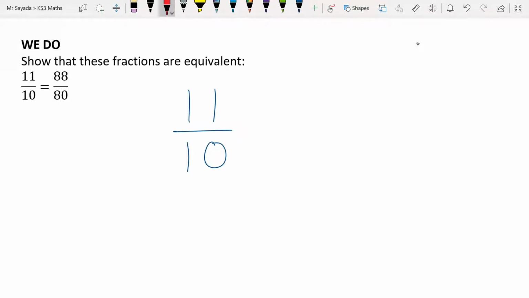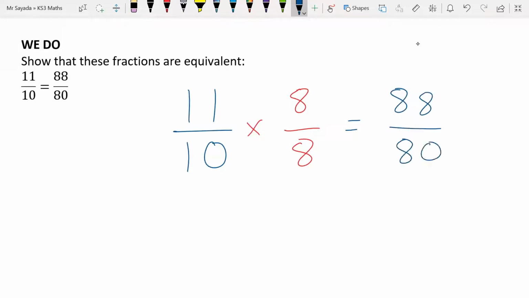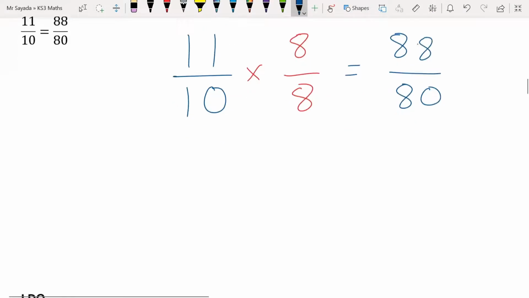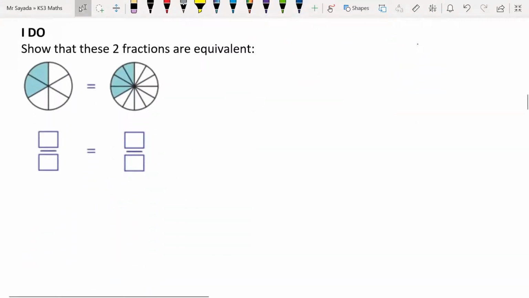So what we show is that it's been multiplied by 8/8. So both the numerator and the denominator have been multiplied by 8 to make 88/80. And we've now shown that those 2 fractions are equivalent, meaning those 2 fractions are the same.